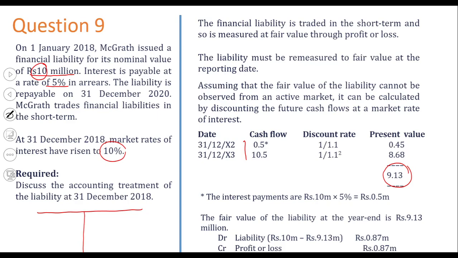You currently have a financial liability. How much is the financial liability you have? That is 10 million. Closing balance should be how much? We remeasure it to get the fair value 9.13. This should be the liability.